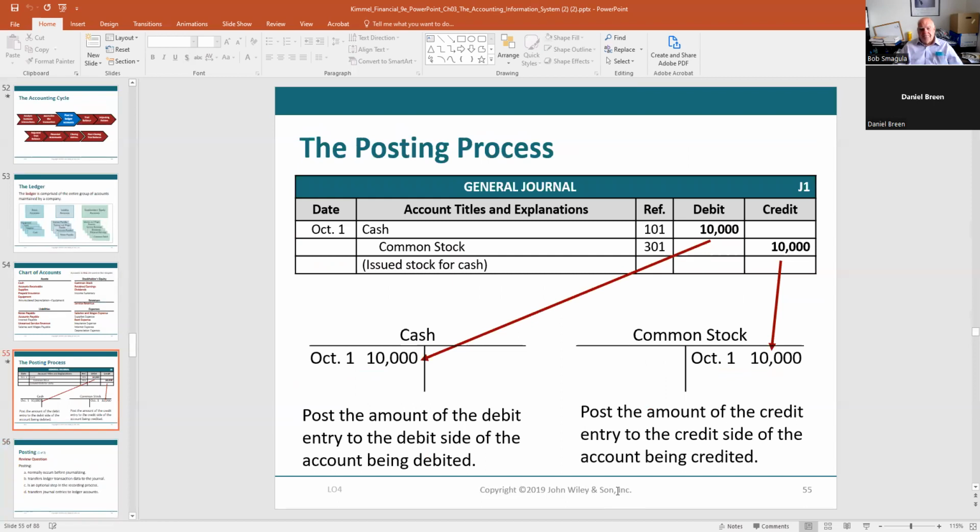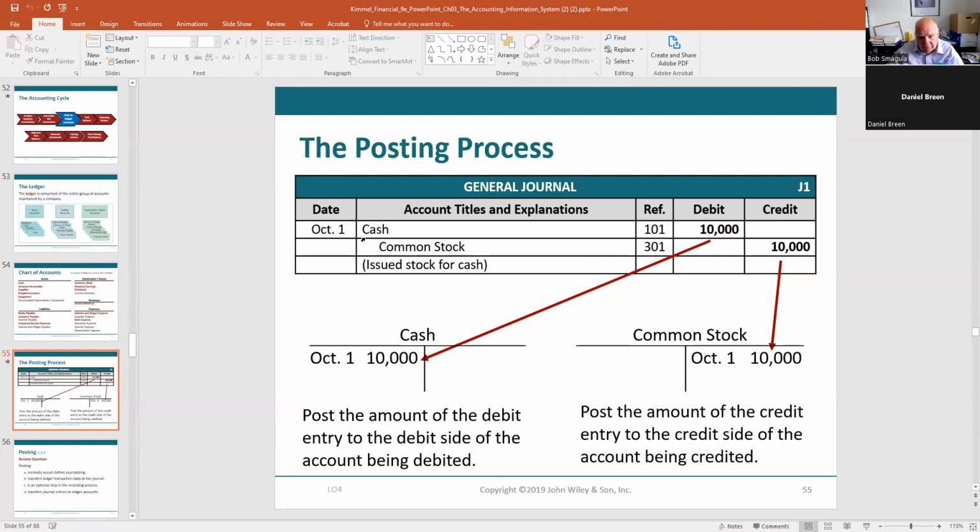So here we go. Here is our journal entry, okay, Daniel? You're at your office and you're saying, all right, first day of our new company, we just issued $10,000 worth of stock to the public. Hooray, we got $10,000 in cash. We're going to write a journal entry.